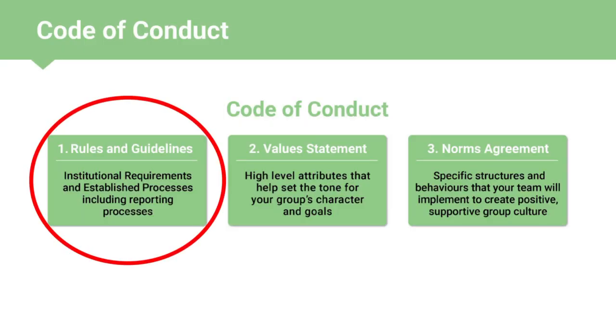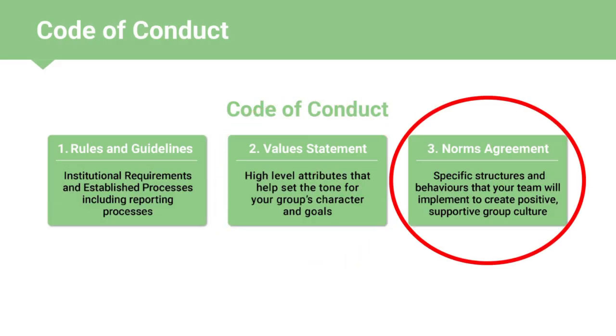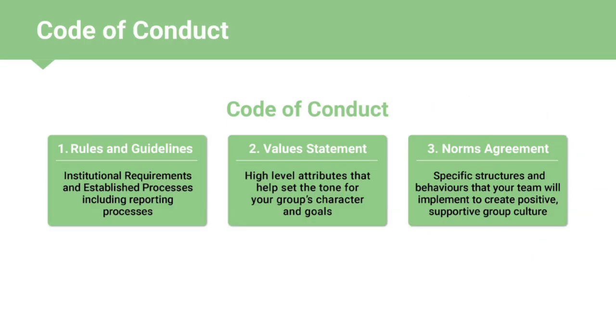So, in review, we suggest that a code of conduct be made up of 3 parts: rules and guidelines, institutional requirements, and established processes. Value statement, high-level attributes that help set the tone for your group's character and goals. And a norms agreement, specific structures and behaviors that your team will implement to create positive, supportive group culture. In the next video, we'll talk about how to build a code of conduct, including facilitating a consensus-based norms agreement.